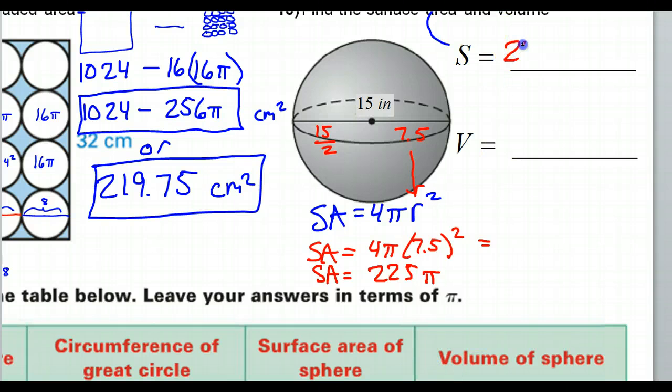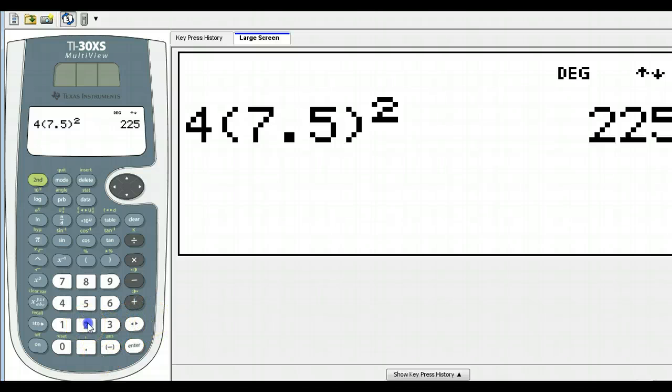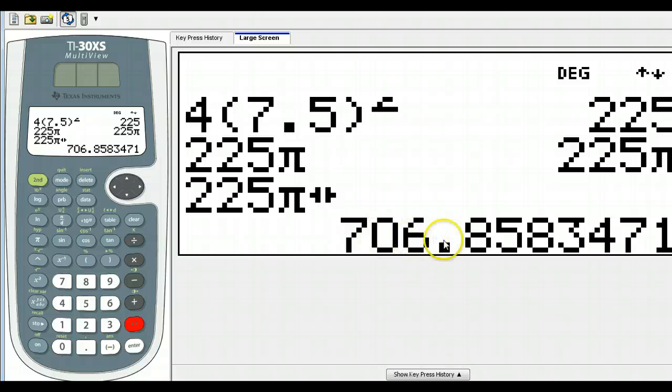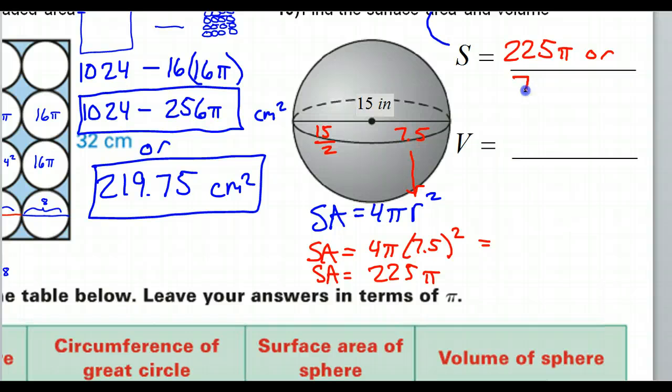So 225 pi, or $706.86. And we are talking about surface area, so this will be square inches.